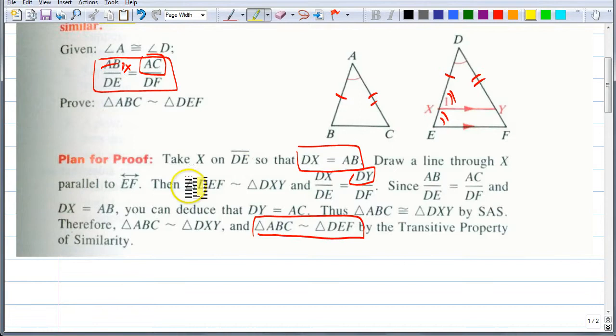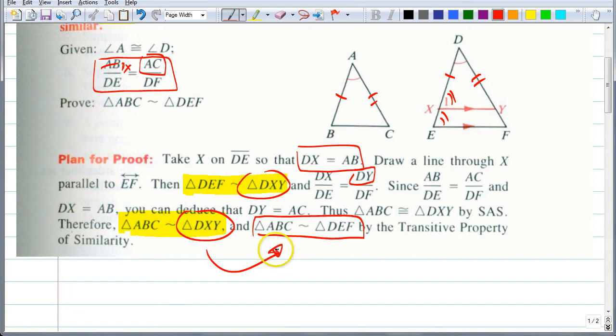Exactly. Look, didn't we say this here? Triangle DXY is similar to triangle DEF? Oops, sorry. Here, can you see that better? Right? And what else? What do we know about triangle ABC and DXY? Because they're congruent, aren't they also similar? And do you see how this is similar to DXY? DFE is similar to DXY, so by transitive, guess what? If A is similar to B and B is similar to C, what do you know? A is similar to C. Do you see how that works out? That's why we get this. Okay, from these two.